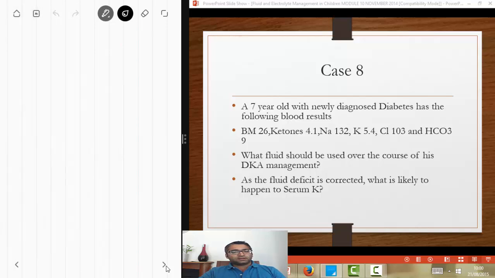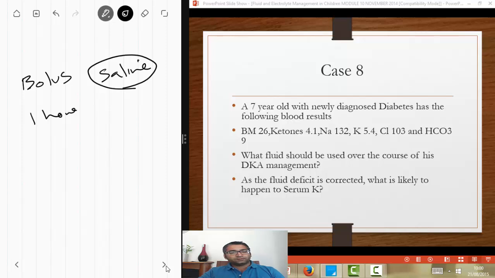The other general principle you need to remember is, initially when you're giving a bolus to someone in DKA, give saline. Bolus is always saline. First hour, you give the bolus and then you start the fluid. So what fluid would you start? We worked out we're giving 90 ml an hour, but what fluid? Usually the first bag is always normal saline.